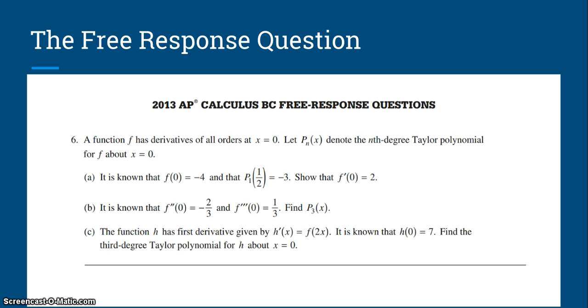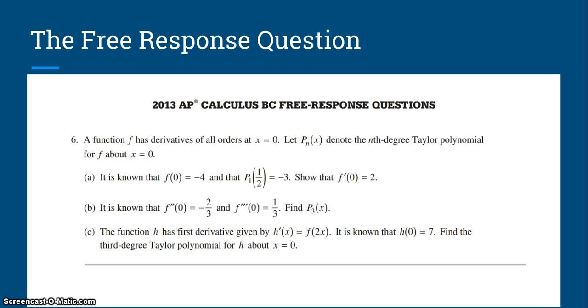It has three parts, A, B, and C, and it states a function f has derivatives of all orders at x equals 0. Let p sub n of x denote the nth degree Taylor polynomial for f around x equals 0. Part A says it's known that f of 0 equals -4 and p sub 1 of 1/2 is equal to -3. Show that f prime of 0 equals 2.